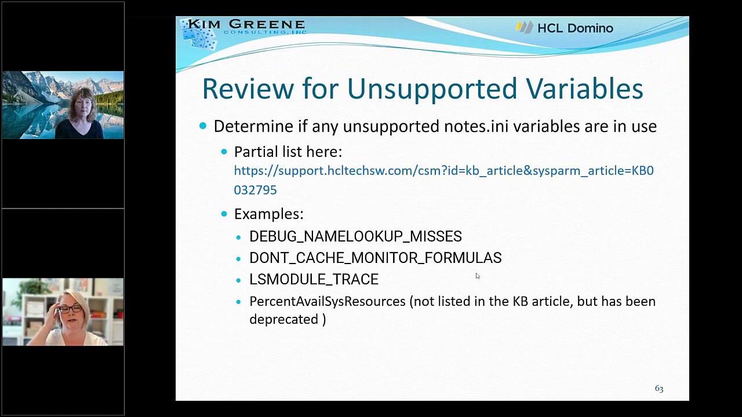If you're doing an upgrade, it's good to know which variables in your notes INI may not be needed anymore. Might as well clean those out. And we've listed a few examples here. And just a note on that percent avail system resources. That's not listed in the KB article, certainly has been deprecated, and it's one of those things that we'd see often in earlier releases, so it's something to be aware of. That's one of those ones that could be cleaned out.